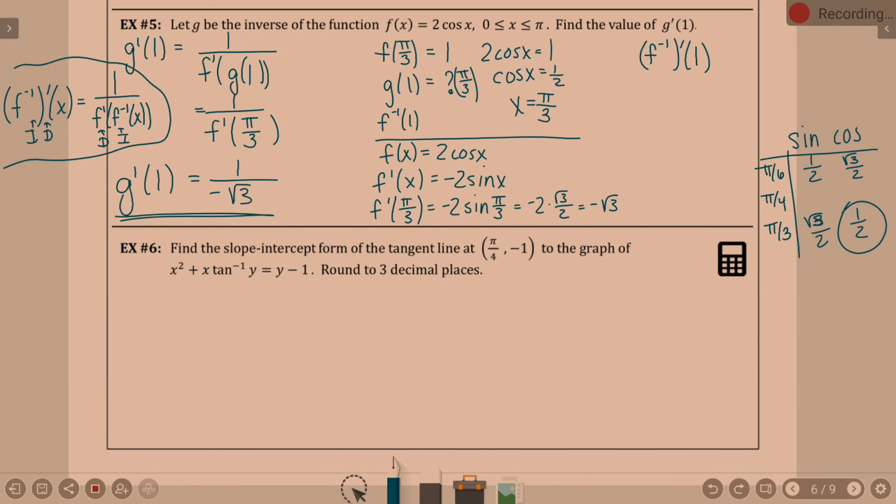I hope to give you some work time here. Find the slope-intercept form of the tangent line at pi over 4, negative 1 to the graph of x squared plus x tangent inverse y equals y minus 1. Round to 3 decimal places. If we are looking for the slope-intercept form of the tangent line, they give us a point. What do we need? A slope. In order to get the slope, we need to take the derivative.